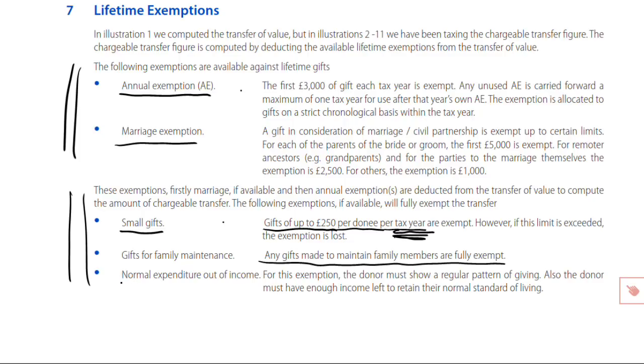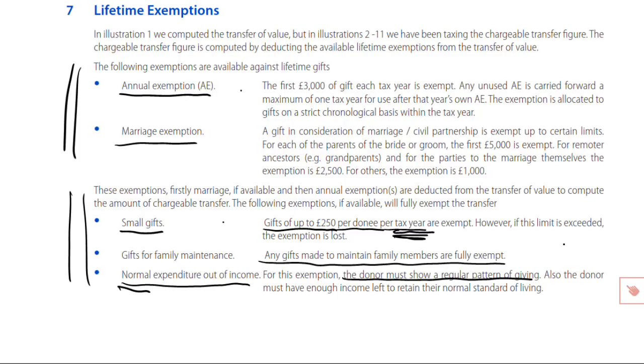What may be involved? Normal expenditure out of income, though this one is a little bit tricky to determine in exact form because there's no specific level. But let's look at what we need to know. It's normal expenditure. So the donor must show a regular pattern of giving. So it's not a one-off gift that we're talking about.